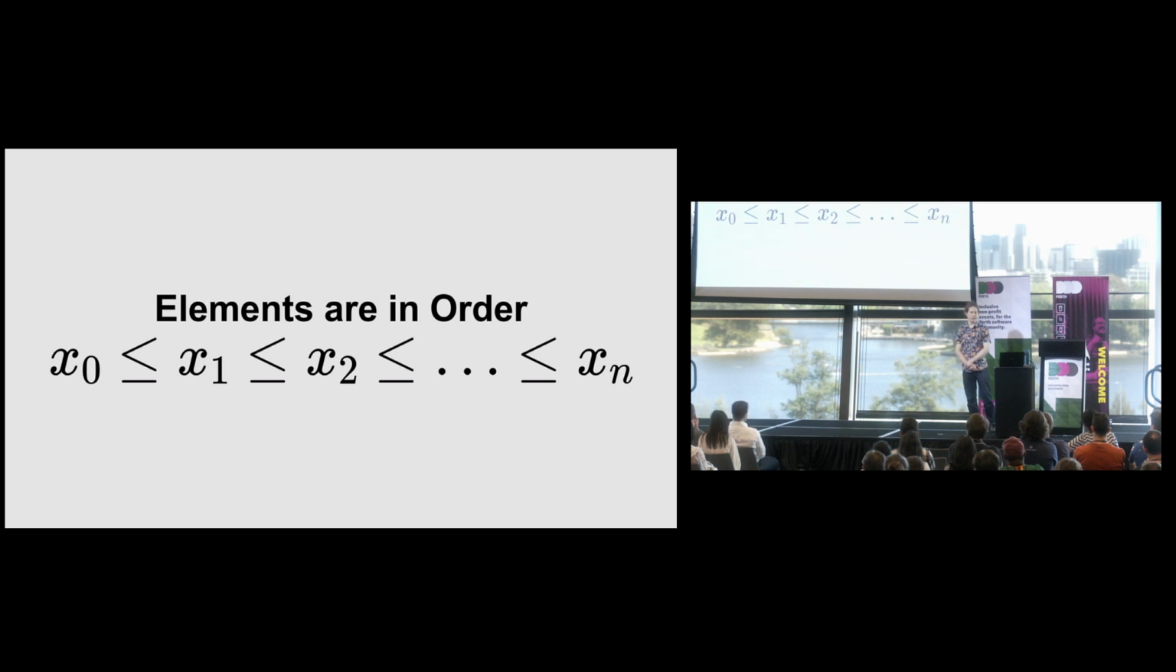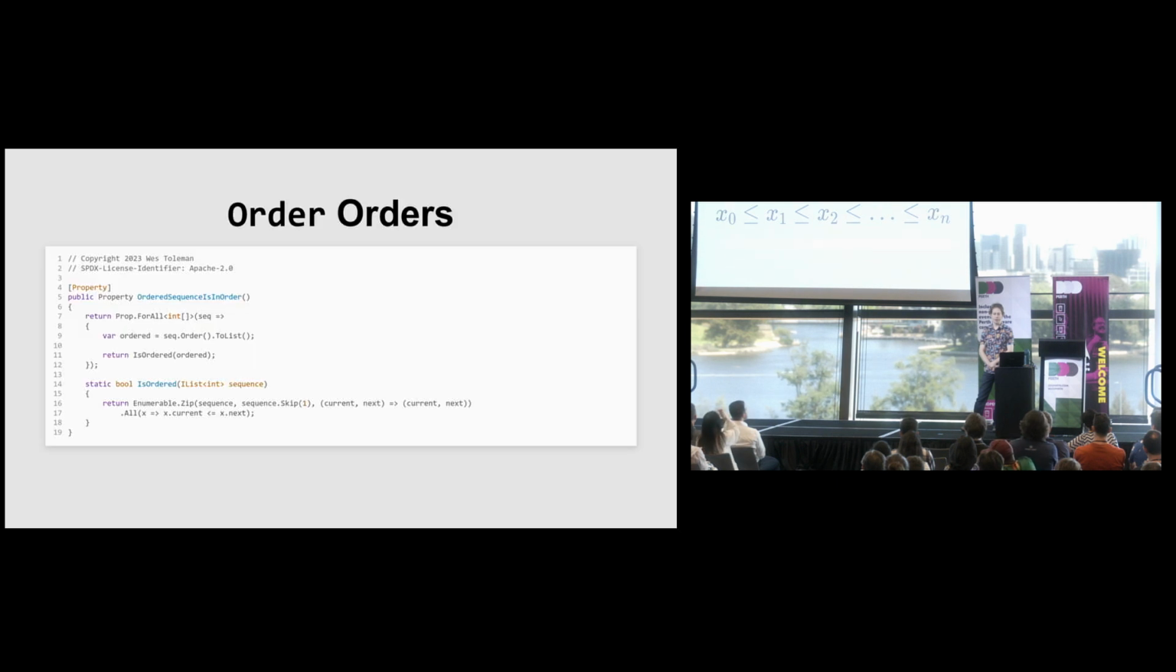Elements are in order. This is a property that gives order its name. A sequence is ordered when the element at index n is less than or equal to the element at index n plus 1. We can test that every element in a sequence is less than or equal to the next.